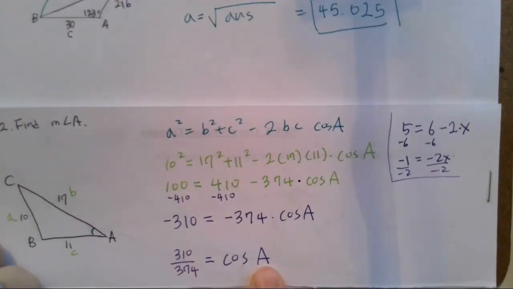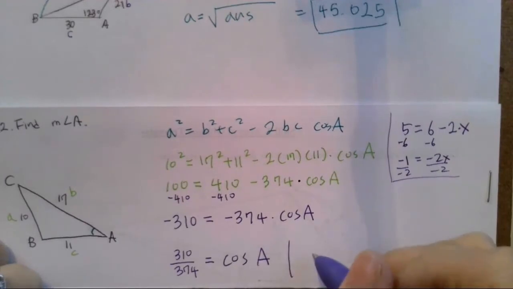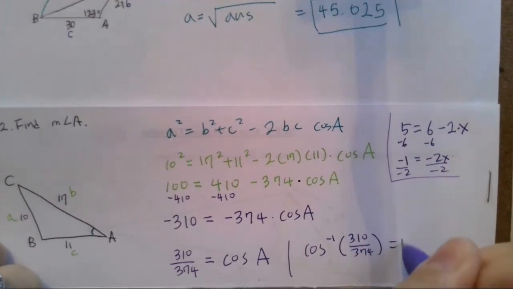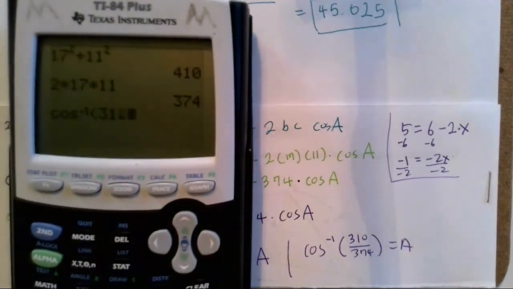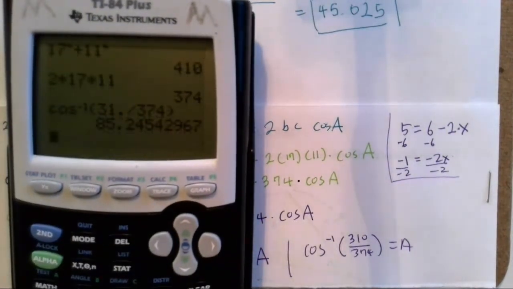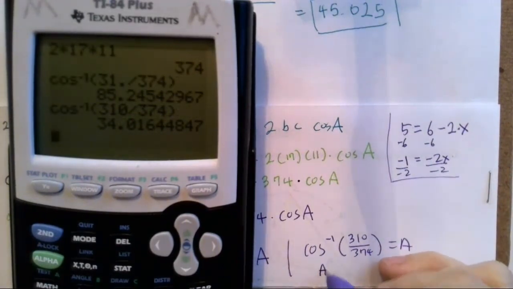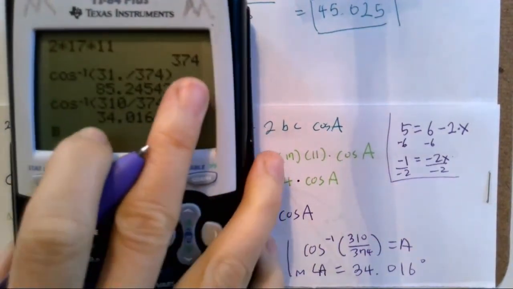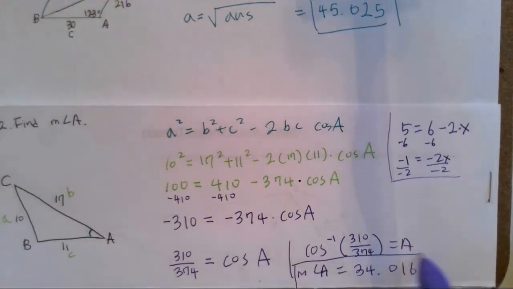All right, A is what we were trying to find. You know the ratio. How do we find that angle? We do the inverse operation. So inverse cosine of 310 divided by 374 is equal to A. Now you just have to plug that in your calculators. Inverse cosine of 310 divided by 374. Oh, hold on, I typed it wrong. 310 divided by 374. Angle measure of A is equal to 34.016 degrees. So that's how you use law of cosine.